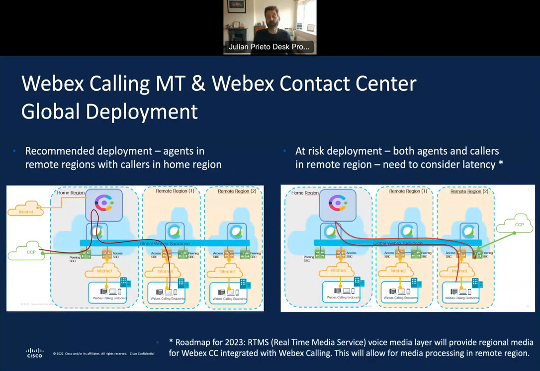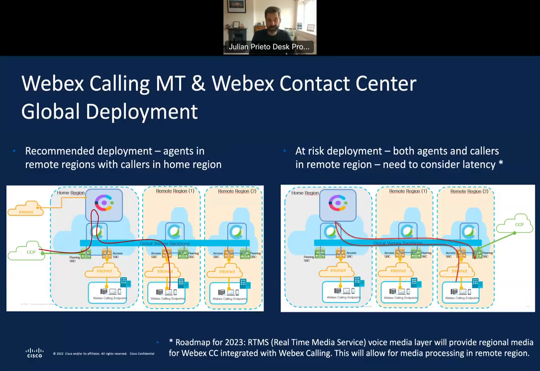Now, for global deployments, we have a consideration around where agents and PSTN traffic is coming into the contact center. We have a recommended deployment and then what we call an at-risk deployment. Right now, the way WebEx calling multi-tenant and WebEx Contact Center are integrated, as I mentioned, the integration relies on them being in the same home region.